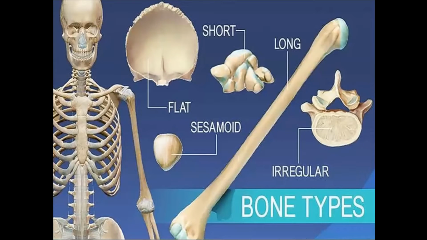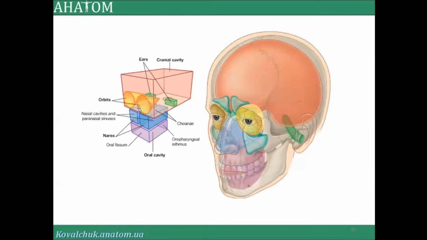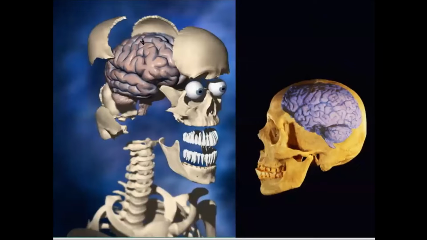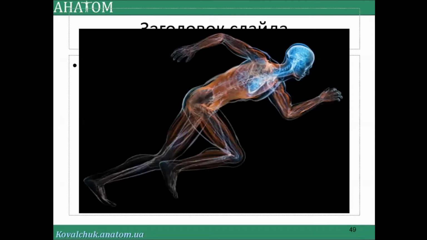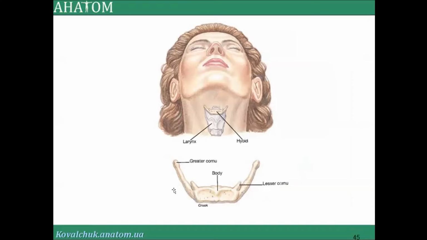flat bone, and in all bones there is a special cavity, for example, the cavity in the skull for the brain. Next one, the orbits, a special fossa for the eyes, the oral cavity and nasal cavity. All these cavities and fossas are especially for different organs. One bone in the human body not connected with other bones is the hyoid bone.